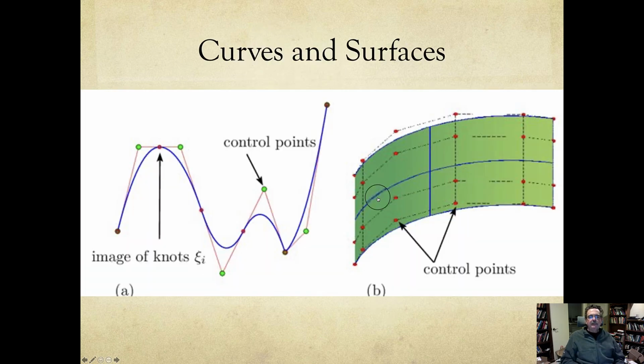Curves and surfaces. These are examples of parametric curves, like typically a spline. The curve itself is this blue curve. That's the spline. And these little green dots right here are control points. So this is almost like a marionette sort of scenario. You pull or push on these green dots and it will change the shape.